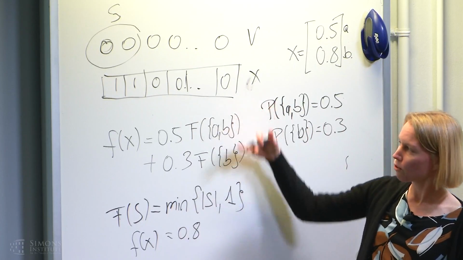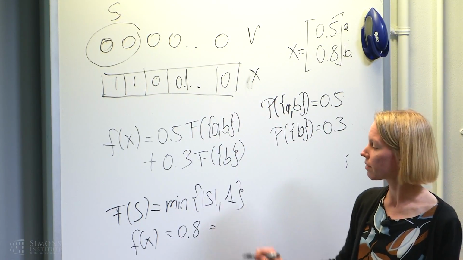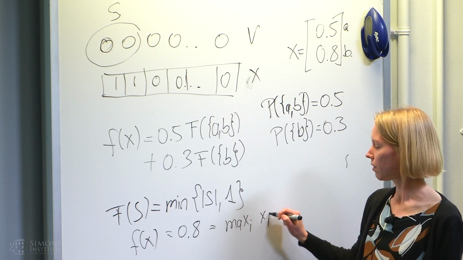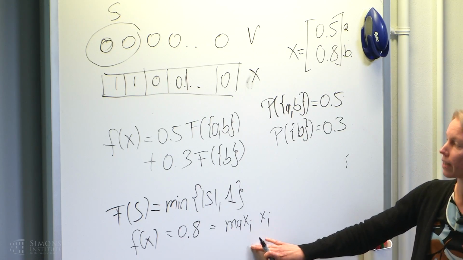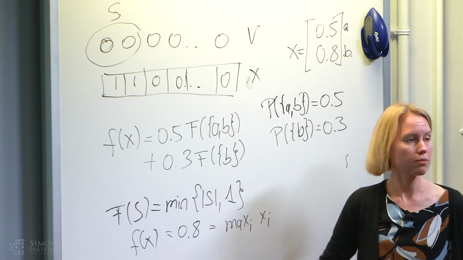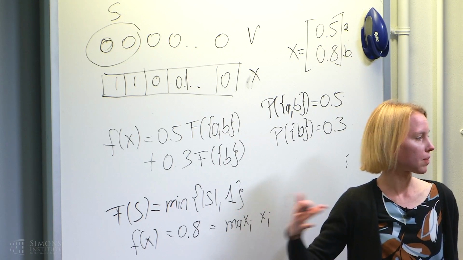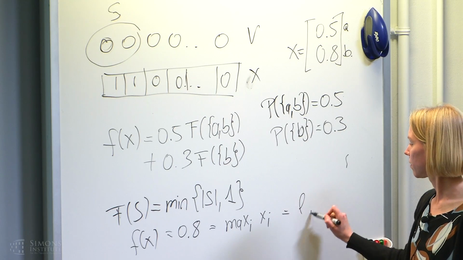If you look at this and think about it a bit more, what this actually is, this always gives you the maximum coordinate of x. Since these vectors are all non-negative, this is going to be the L infinity norm of the vector that I get out as the specific Lovász extension.